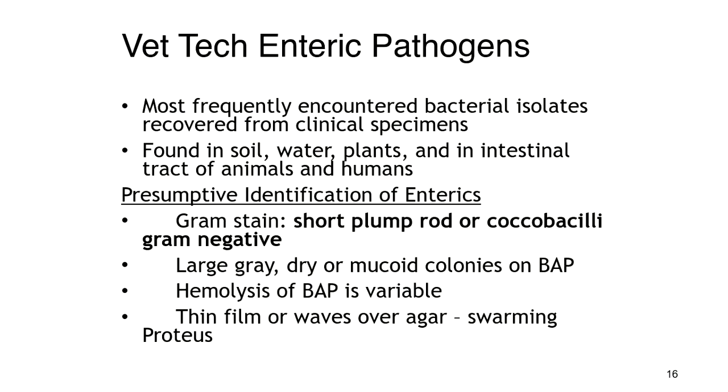All right, so now we're changing to what we call the veterinary technology, or vet tech, enteric pathogens. Again, enteric, we're talking about what is in the GI area, okay? So most frequently encountered bacterial isolates are recovered from clinical species. That's what we're going to be looking at. These are actually found in the soil, water, plants, and in intestinal tracts of animals and humans.